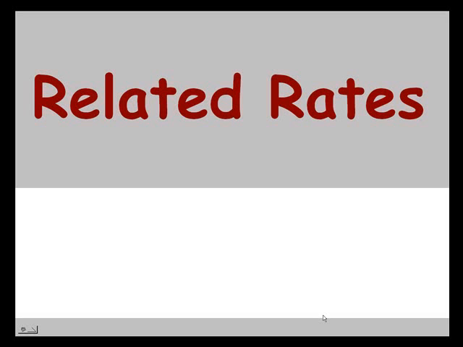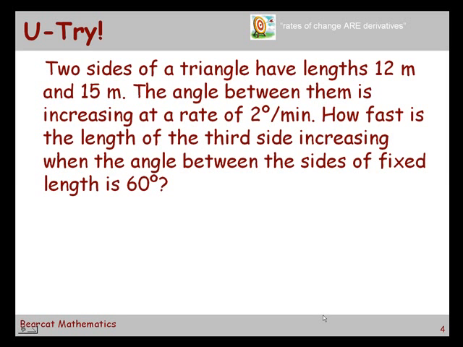Another day here in related rates. We're going to start with going over problem 28 from the homework. In this problem, we have two sides of a triangle that are 12 and 15. The angle between them is increasing at a rate of 2 degrees per minute. The question is, how fast is the length of the third side increasing when the angle between the sides of fixed length is exactly 60 degrees?